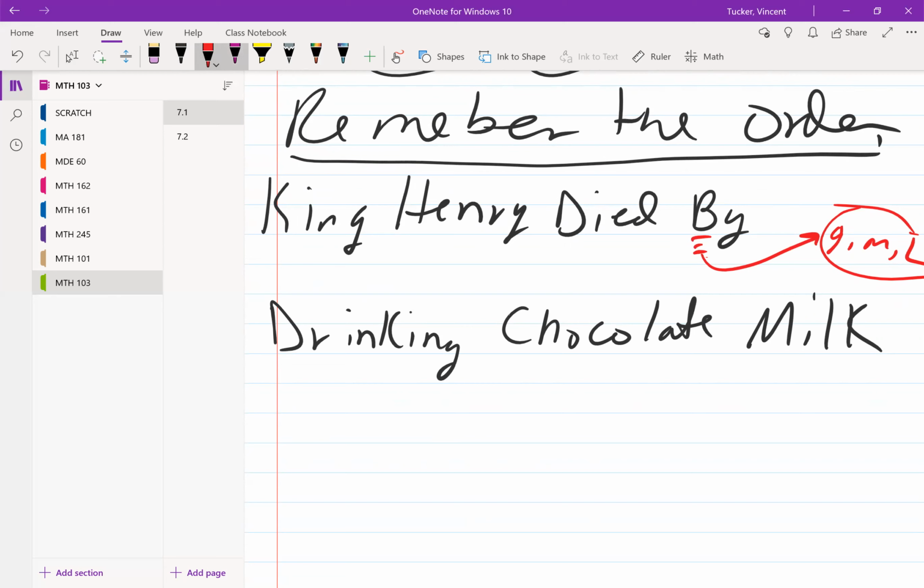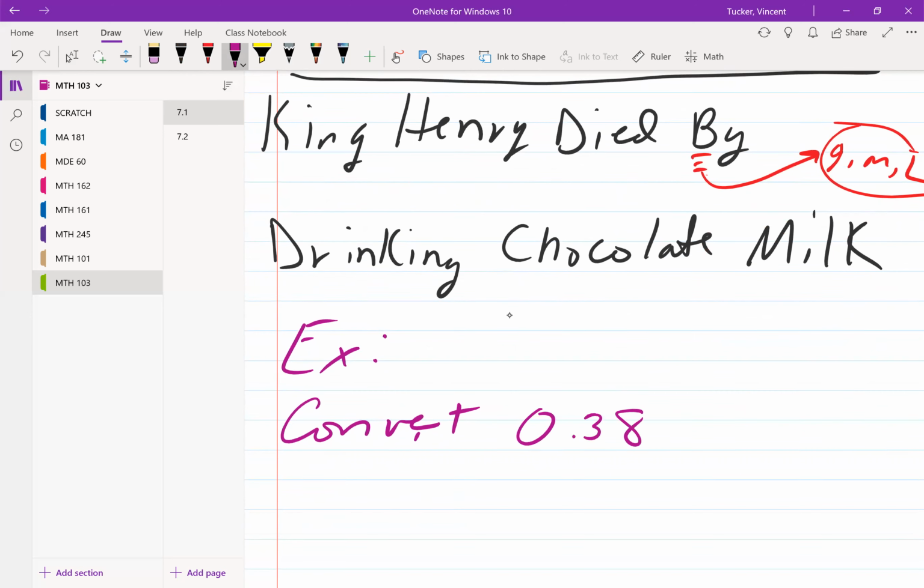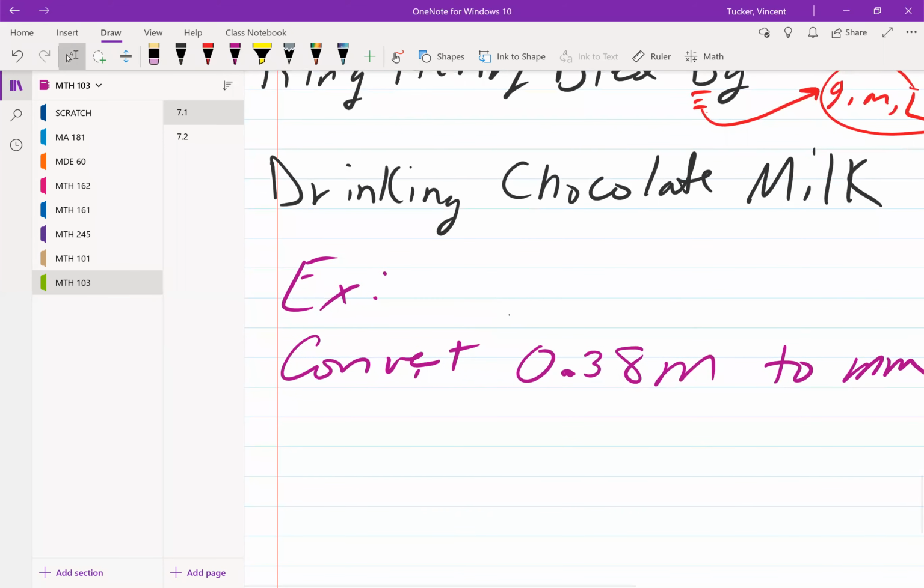So let's see what we mean by that. We want to convert 0.38 meters to millimeters. All right. So look at the order. We got King Henry died by, your base is B, drinking chocolate milk. So that's your order right there.